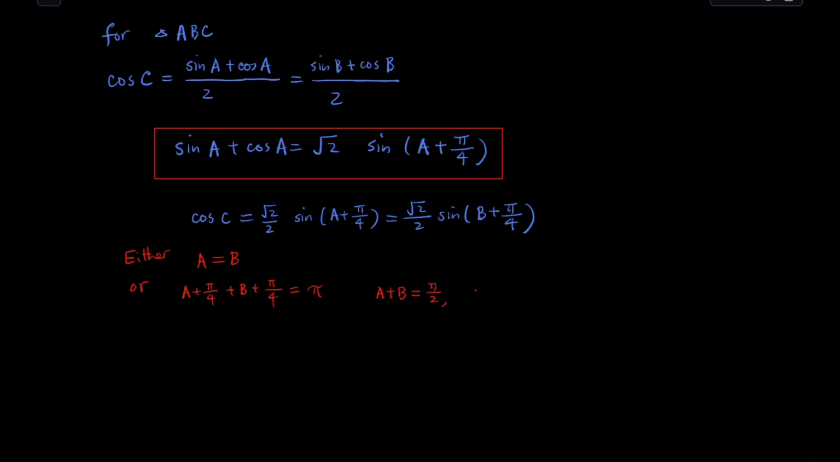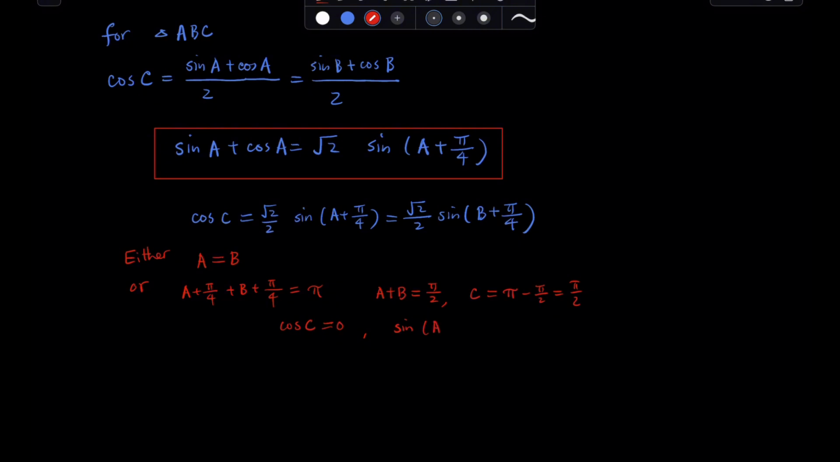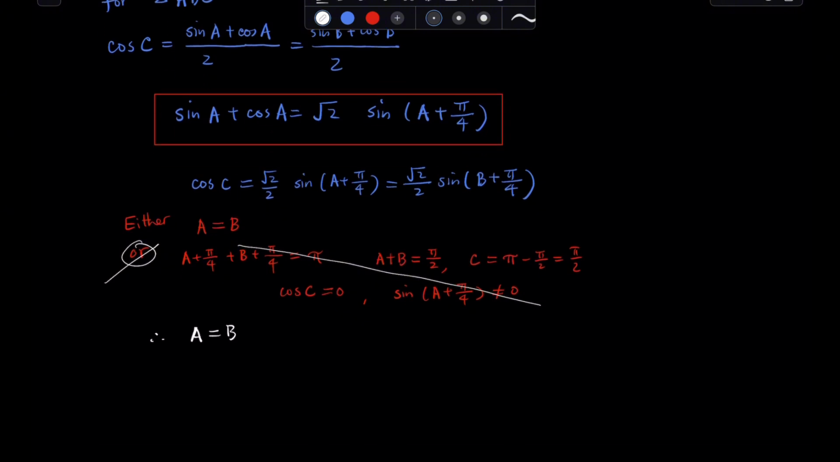In this case, C would be equal to 180 degrees minus pi over 2, that's pi over 2. Now, cosine C would be 0, so it's impossible, because sine A plus pi over 4 is not equal to 0. So this whole case is impossible, which means we're going to have A equal B. C, in this case, is going to be pi minus A plus B, so this equals pi minus 2A.